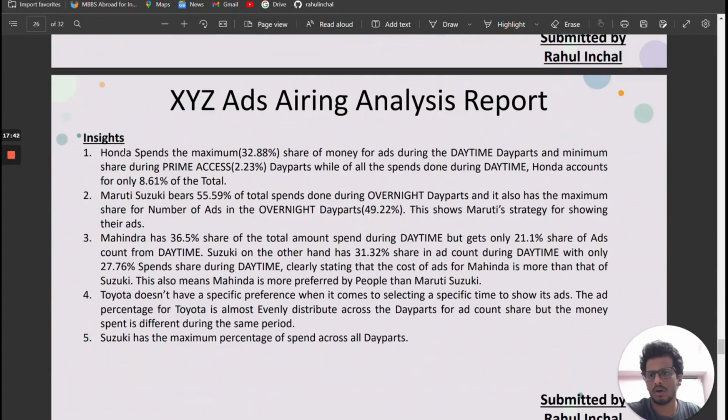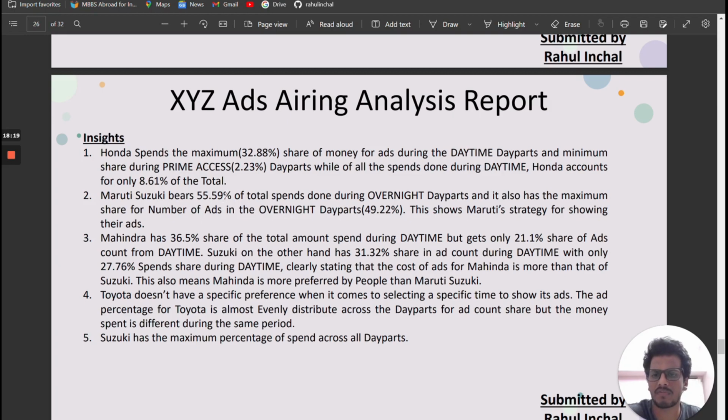Honda spends a maximum 32.88% share of money for ads during the daytime day part, and a minimum share during the prime access. This is one insight which we can draw. Honda's marketers and data analysts have their own marketing tactics. They spend the most money in the daytime, and the least in the prime access. That's why maybe they are lacking in sales a bit.